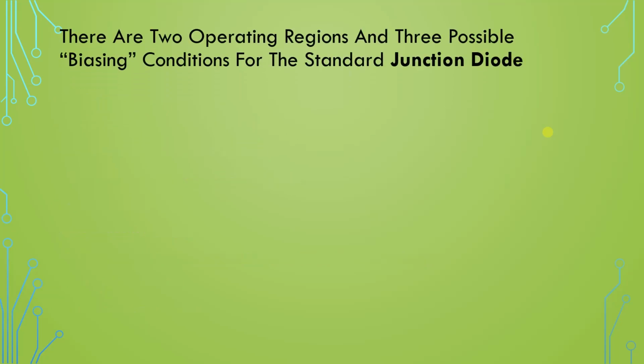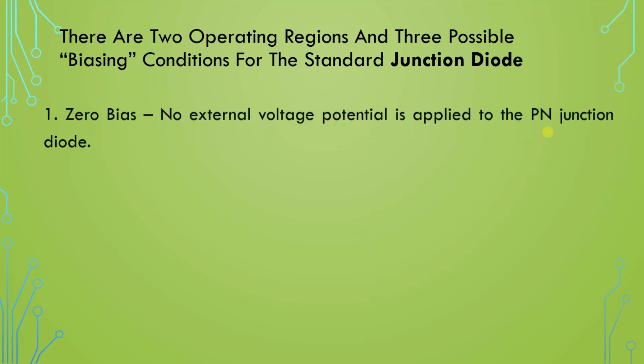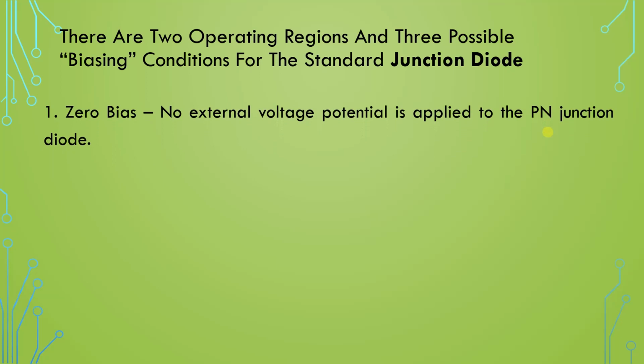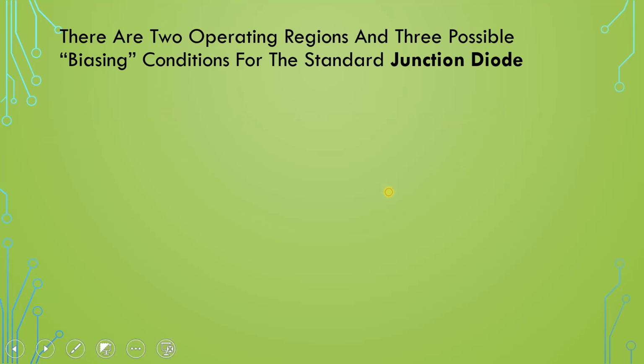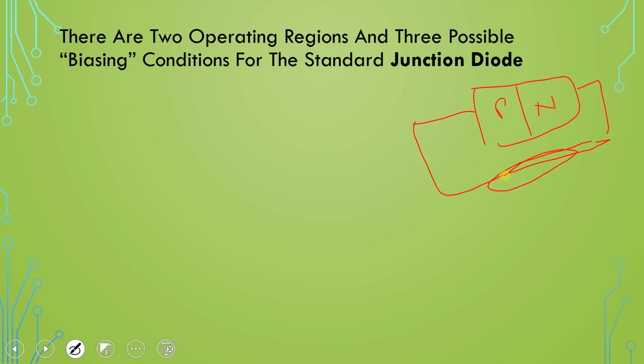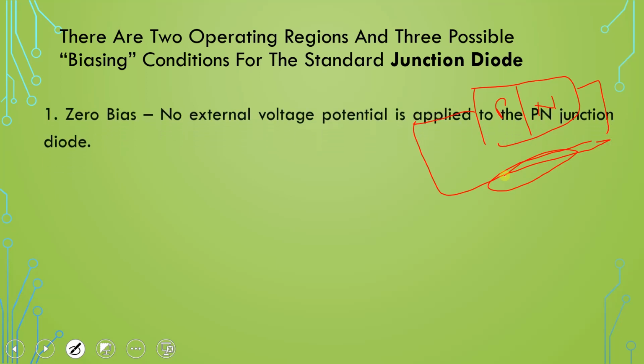First of all, there are two operating regions and three possible biasing conditions for the standard junction diode. The first one is zero bias, when no external voltage potential is applied to the PN diode. If I am talking about a PN diode, let's say this is my PN, when no biasing is applied here, that is called zero biasing.